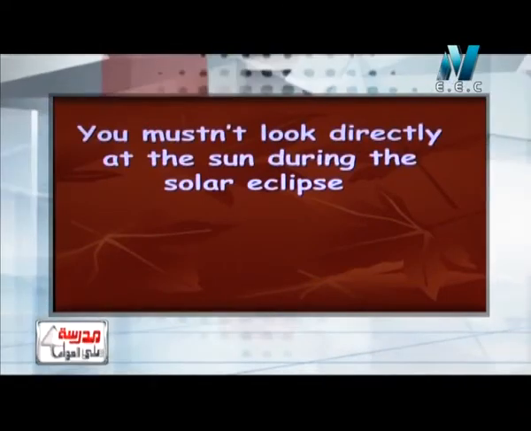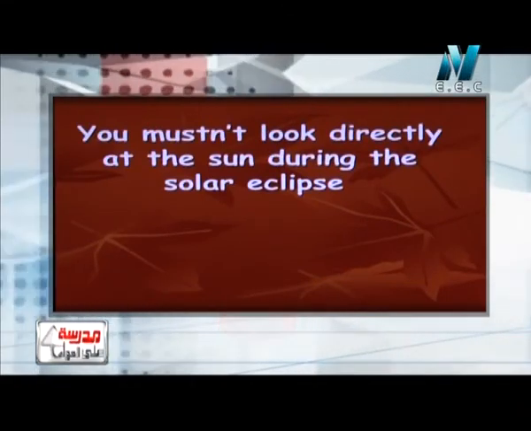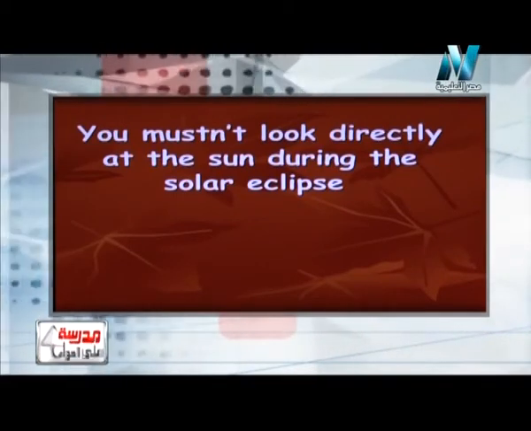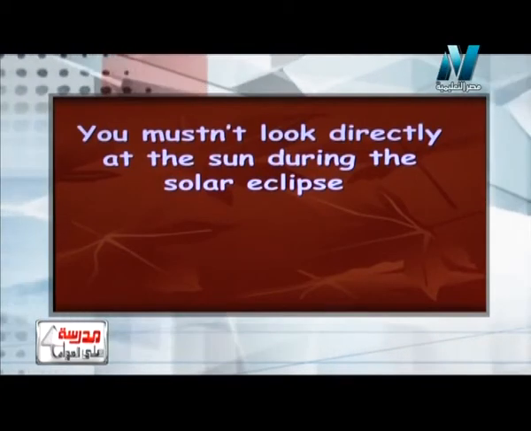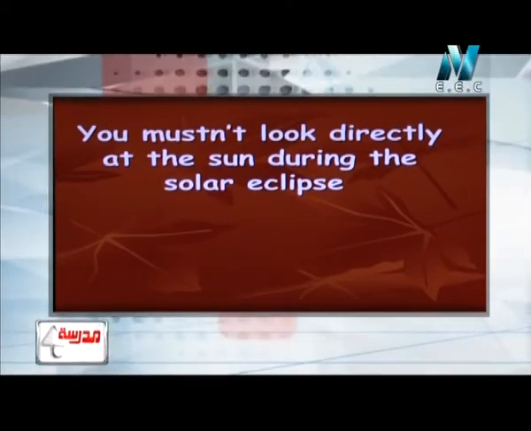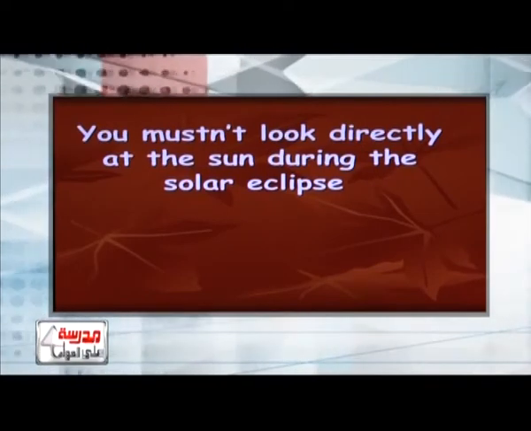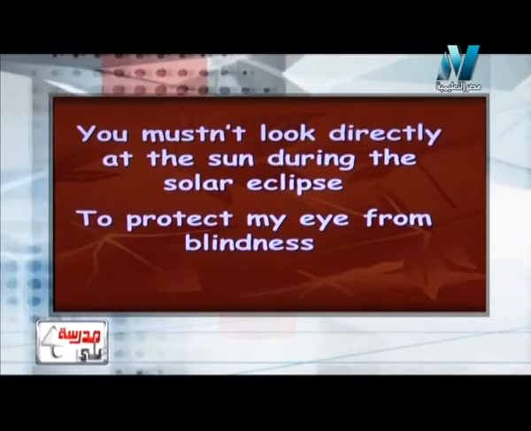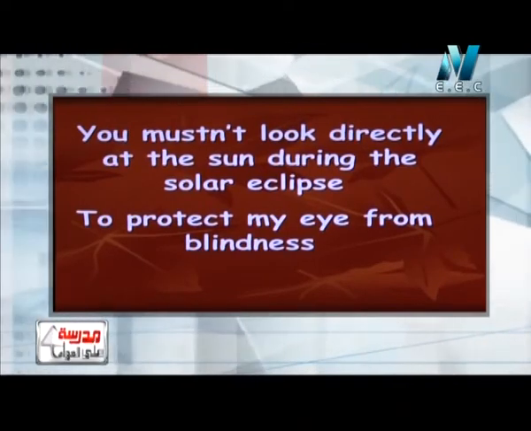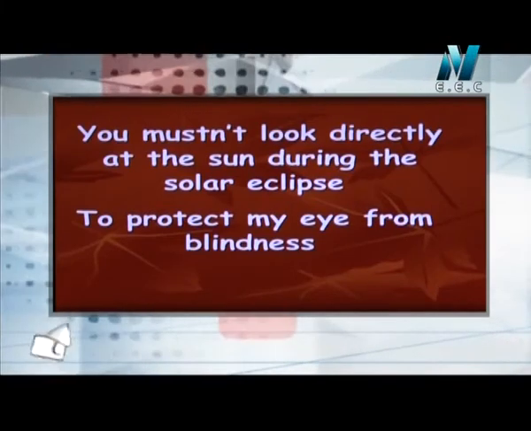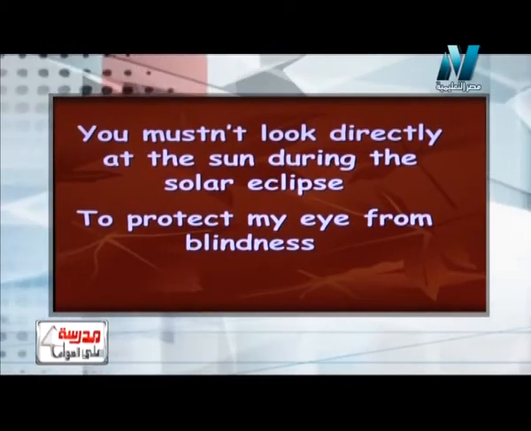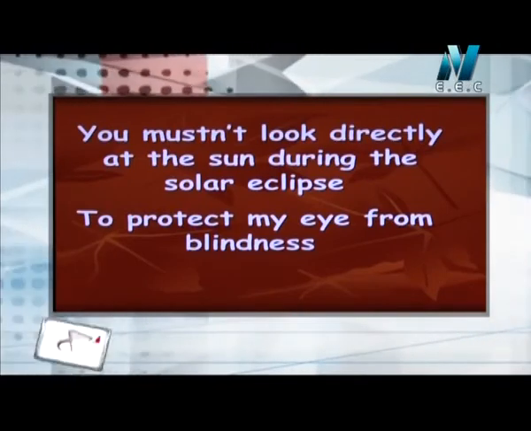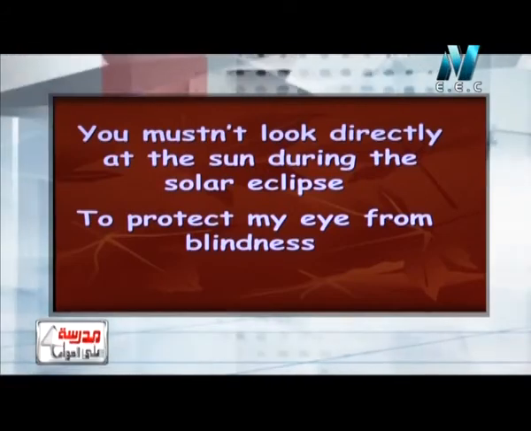You mustn't look directly at the sun during the solar eclipse. Why? Because the sun produces many harmful rays that may harm your eye. So again, to protect my eye from blindness, it's a very simple answer: to avoid the harmful radiation such as ultraviolet and infrared that come out from the sun.